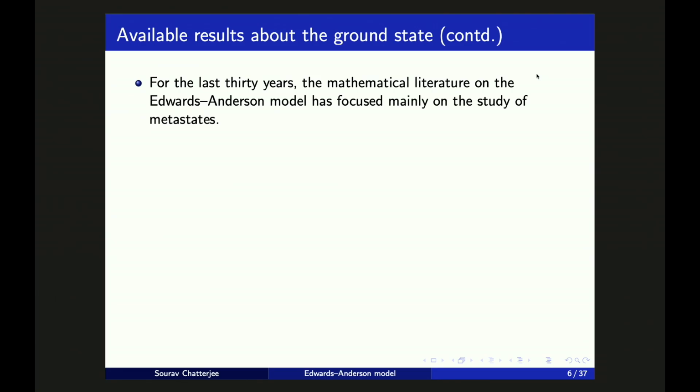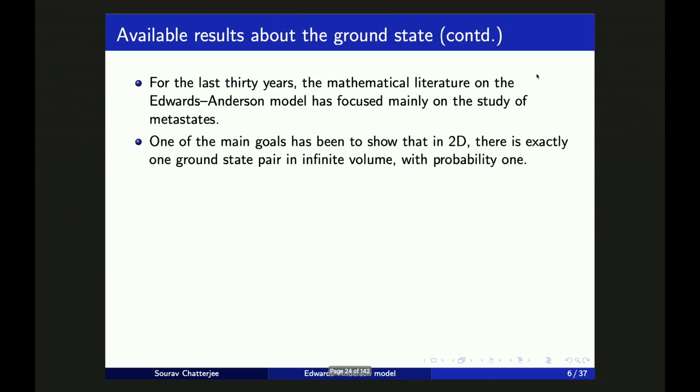For the last 30 years, the mathematical literature has focused mainly on the study of these metastates. The problem with studying these infinite volume states, and it's not possible for me to explain here, is that infinite volume states are all about looking at very tiny regions in a finite box. So infinite volume corresponds to a very tiny region on a finite box, okay? So if you really want to understand everything that goes on in the finite box without looking at very tiny regions, you cannot really work with these infinite volume states.